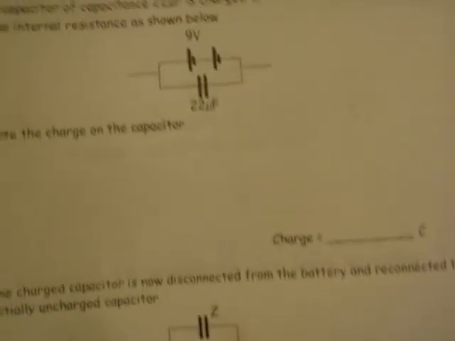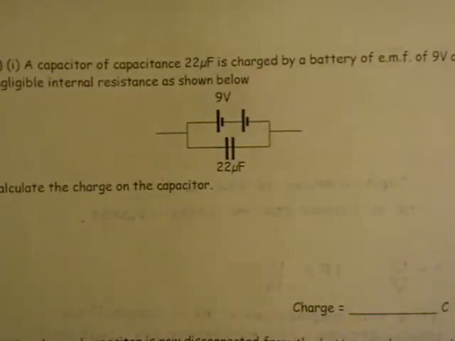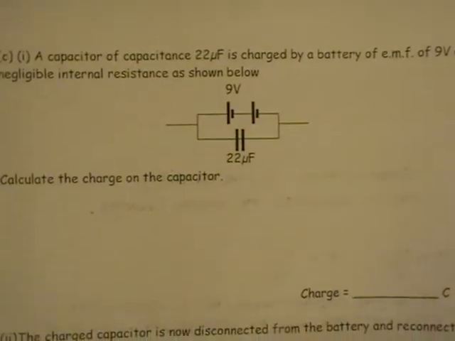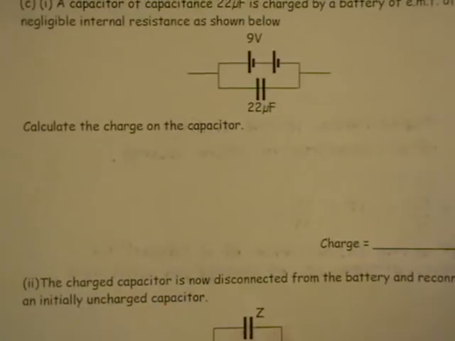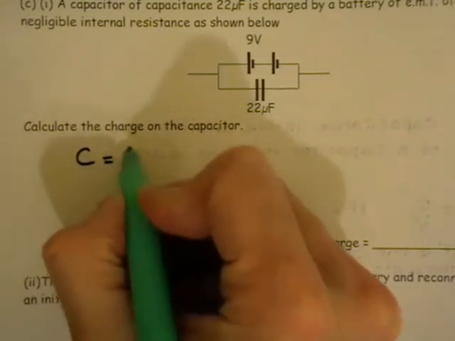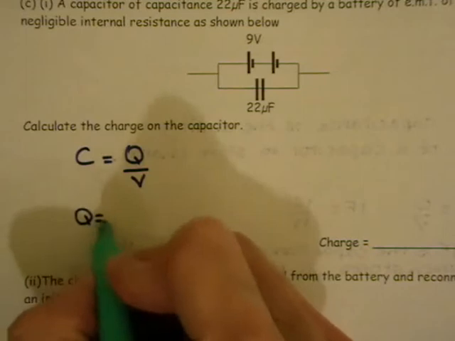If we have a wee look now at page 2, a capacitor of capacitance 22 microfarads is charged by a battery of EMF 9 volts and negligible internal resistance, as shown below. Calculate the charge in the capacitor. So all we're going to do is use the equation C is equal to Q over V. When you rearrange that, you get Q is equal to C times V.